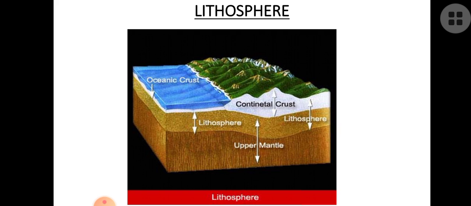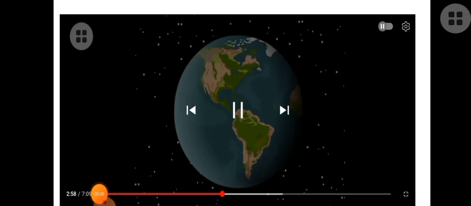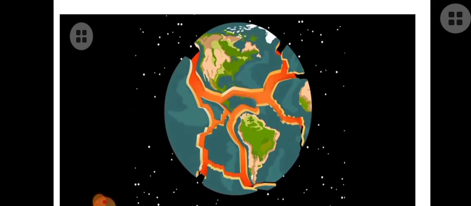For example, our India is in the Eurasian plate. The African plate is there, then the Australian plate is there. Several tectonic plates together form our whole Earth. In order to make it clear, I have copied a video. Just look at this video.